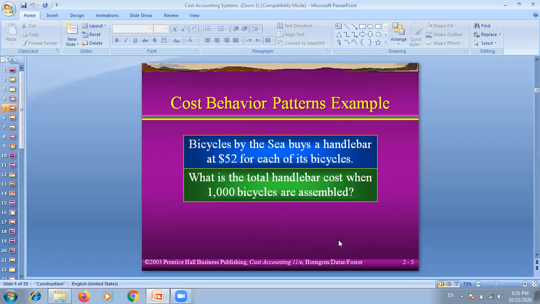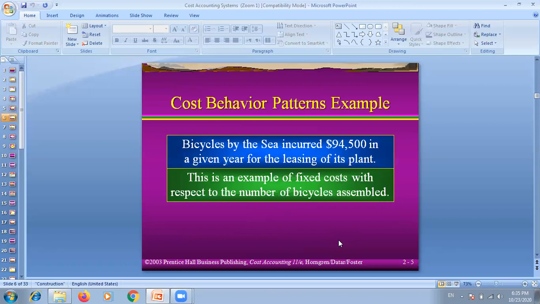Cost behavior pattern example. He said that Bicycles by the Sea buys a handlebar at $52 for each of its bikes. What is the total handlebar cost when 1,000 bicycles are assembled? Each bike needs a handlebar. The handlebar is $52. So 1,000 times 52 gives $52,000. If I assemble 2,000, 2,000 times 52 will be 104,000. This means that this is a variable cost that varies in total, but will be fixed per unit.